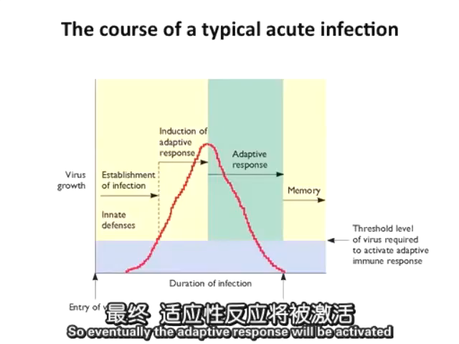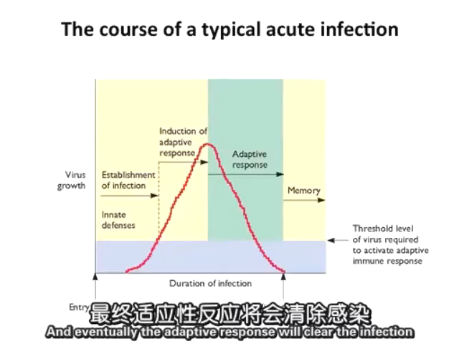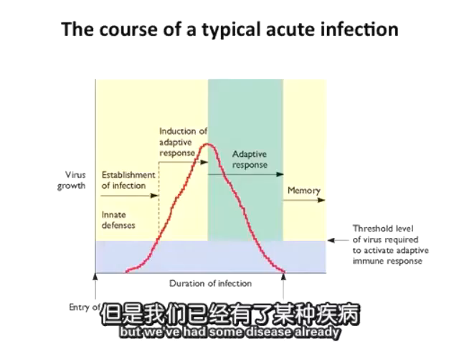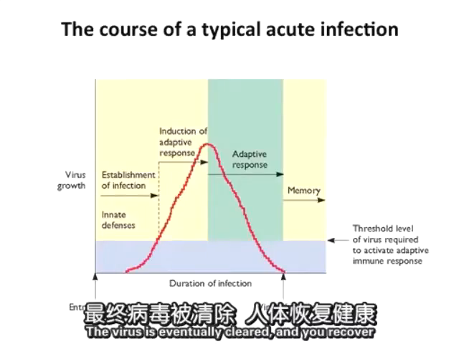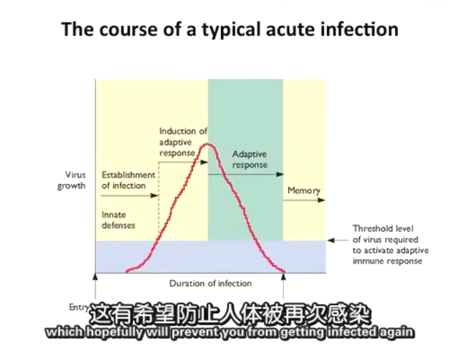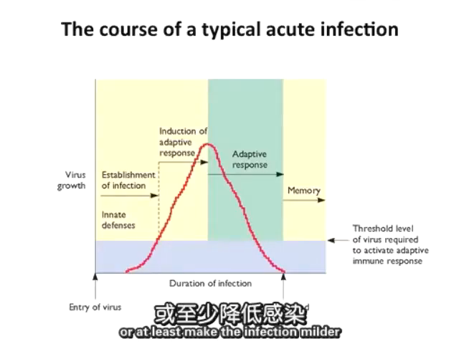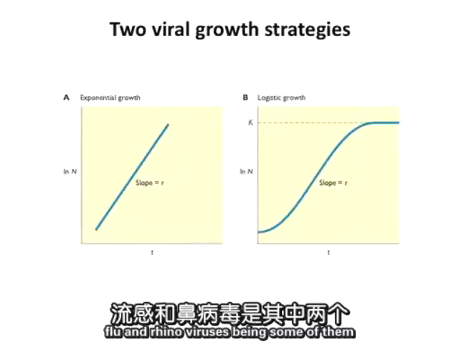Eventually the adaptive response will be activated, but that takes time, so the virus is continuing to replicate. Eventually, the adaptive response will clear the infection, but we've had some disease already because the innate response couldn't handle it. The virus is eventually cleared, you recover, and then you have the memory of the infection, which hopefully will prevent you from getting infected again, or at least make the infection milder. Again, with exceptions, flu and rhinoviruses being some of them.